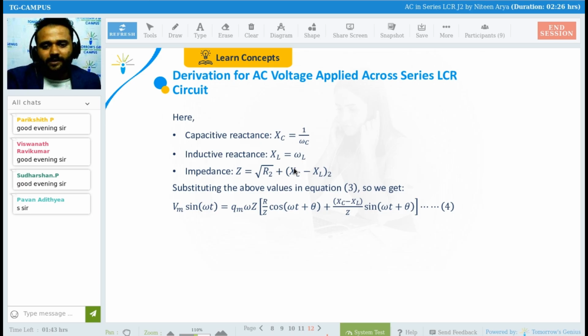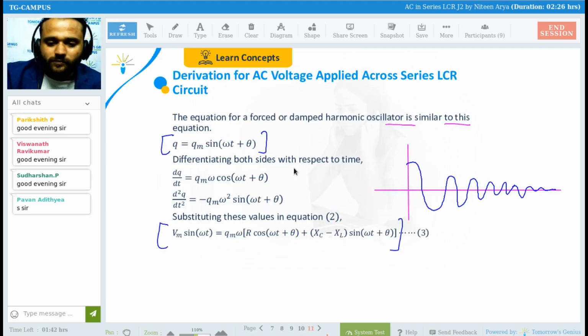Here the capacitive reactance Xc is 1 by omega C, the inductive reactance is omega L, and the net impedance Z of an LCR circuit is the square root of R square plus (XL minus XC) the whole square. First of all, I need to write this properly, so much typo is going to be there. And that is going to be the under root thing. This is the perfect thing.